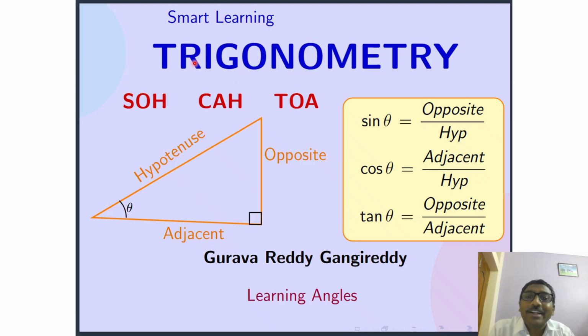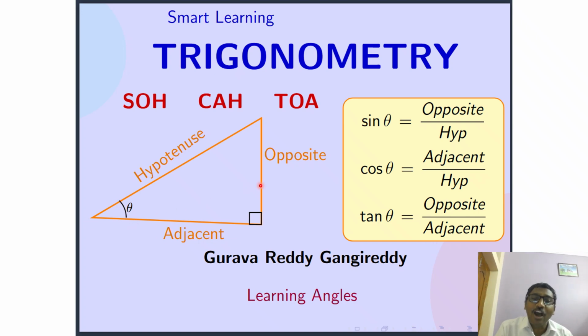Smart Learning Trigonometry. Remember SOH-CAH-TOA. S-O-H, C-A-H, T-O-A. Sin theta is opposite by hypotenuse. Cos theta is adjacent by hypotenuse. Tan theta is opposite by adjacent.